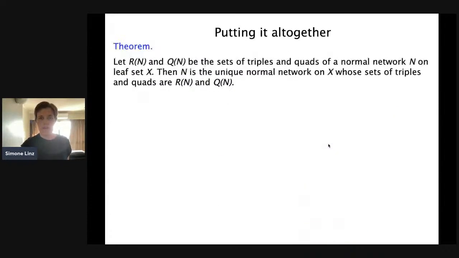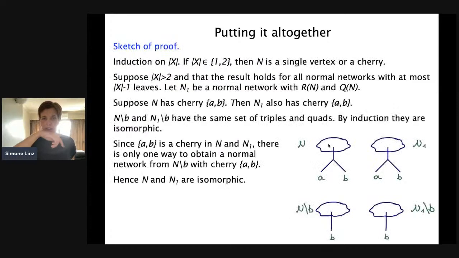So just a reminder of what we want to show. We're given a set of triples and quads that come from a normal network N. And we want to show that N is the unique normal network on X whose set of triples and quads is R of n and Q of n. And we do this by induction on the size of the leaf set, so by induction on the cardinality of X. If the cardinality of X equals 1 or 2, then N is either a single vertex or a cherry. So this is the base case.